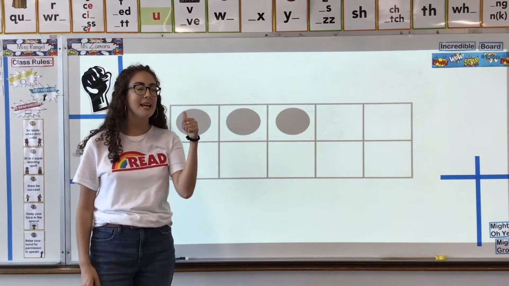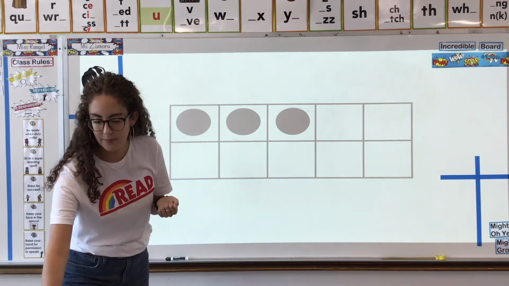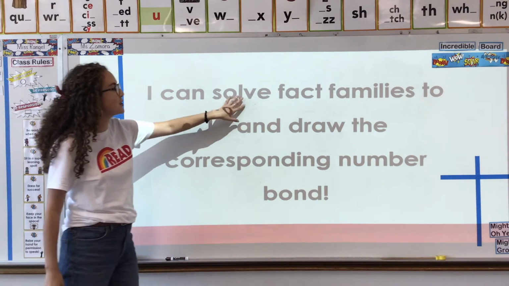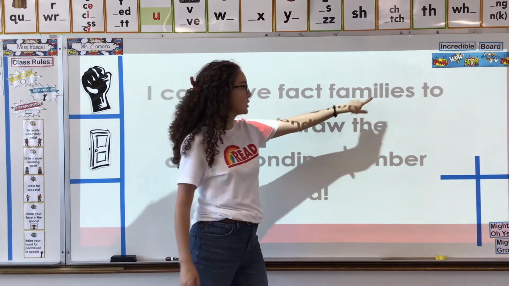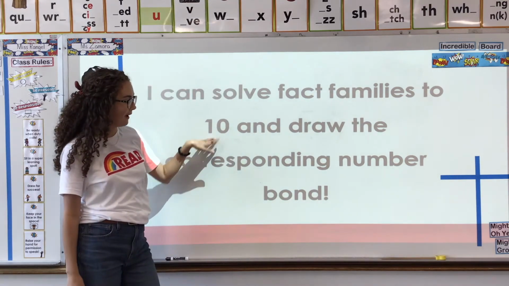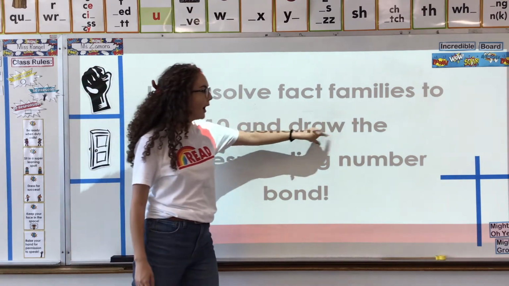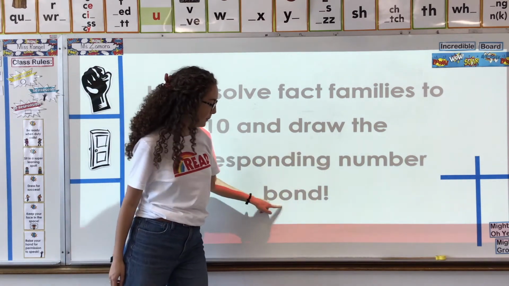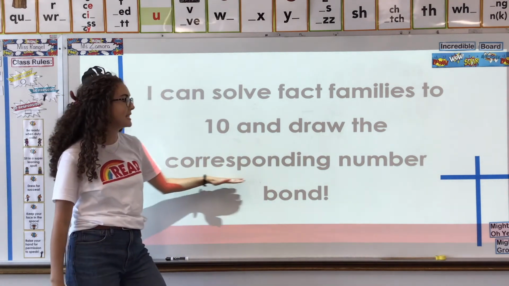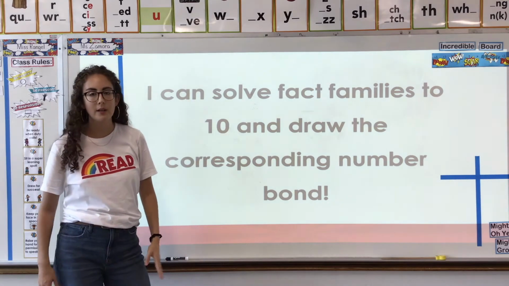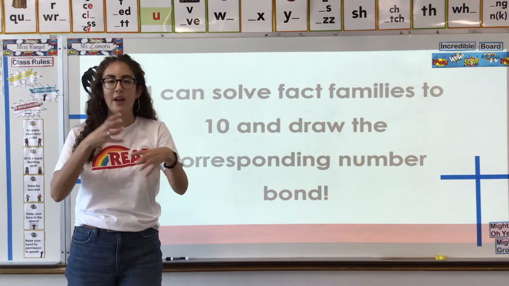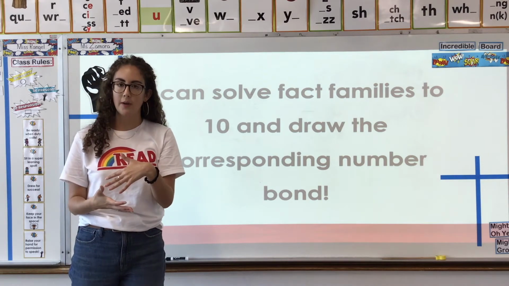So now let's take a look at what our learning goal is. Okay, it says, I can solve fact families to 10 and draw the corresponding number bond. So corresponding is a big word. Corresponding means things that go together, that are similar, that work off each other.